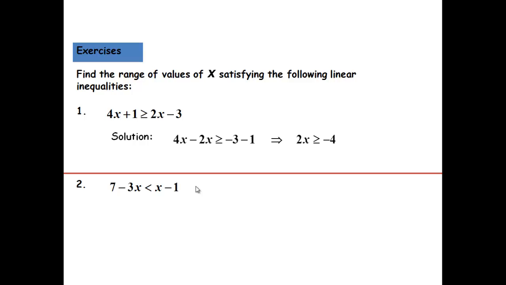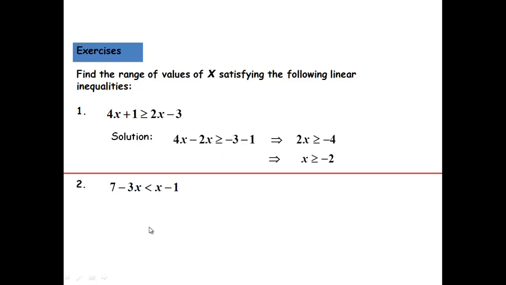So the solution to the first one, we get x is greater than or equal to -2. Notice the greater than or equal to sign. Be very careful about these signs. In the exam, if you get the sign wrong, you will lose the marks. They will not accept that greater than and equal to are the same thing. You have to make sure the sign's exactly right.